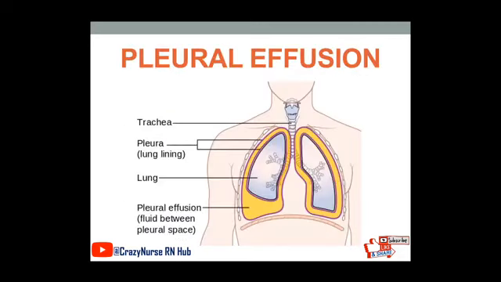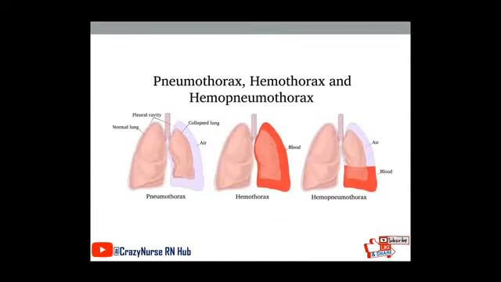So this is an example of your pleural effusion. In this image, you can see that there is fluid in the pleural space. So that is your pleural effusion. We also have your pneumothorax. It is the presence of air in the pleural space. We also have the hemothorax. There is a presence of blood in the pleural space. Also, there is a combination, hemopneumothorax. There is a presence of air and blood in the pleural cavity.